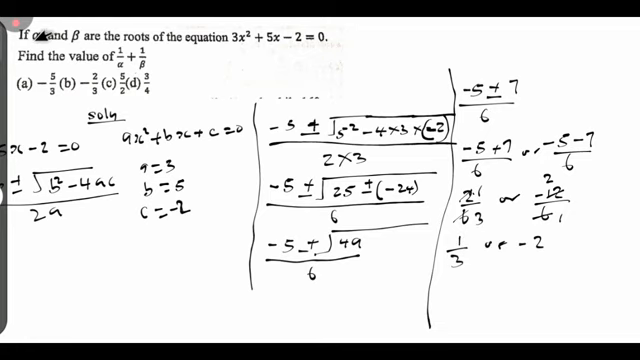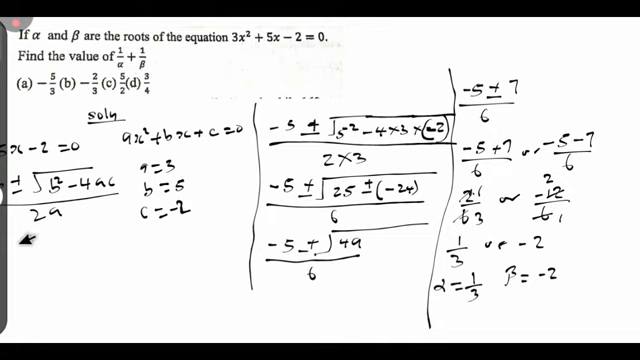We have alpha and beta as the roots of the quadratic equation, and the roots of this quadratic equation are 1 over 3 or minus 2. So let's say that the 1 over 3 is equal to alpha. So our alpha is equal to 1 over 3, and our beta is equal to minus 2. Now let's find the value of 1 over alpha plus 1 over beta.